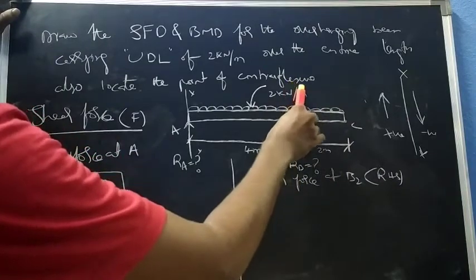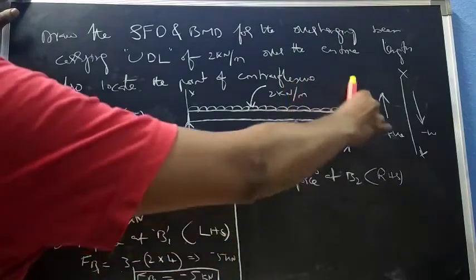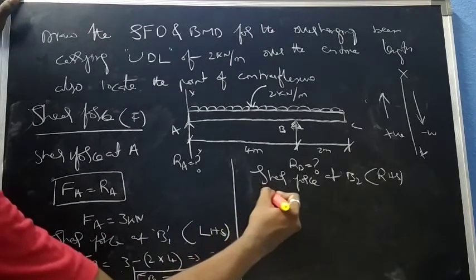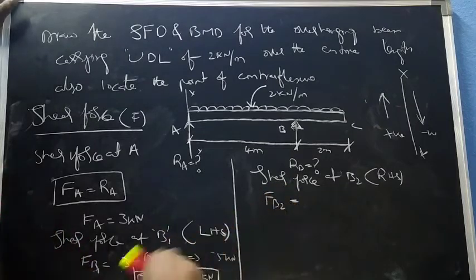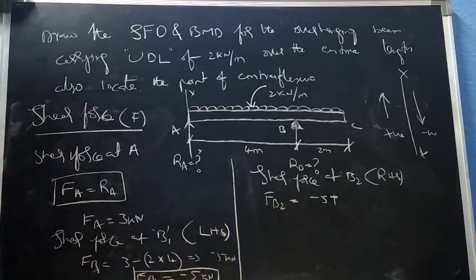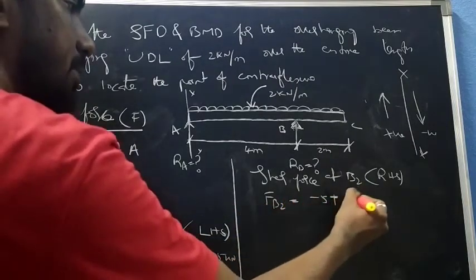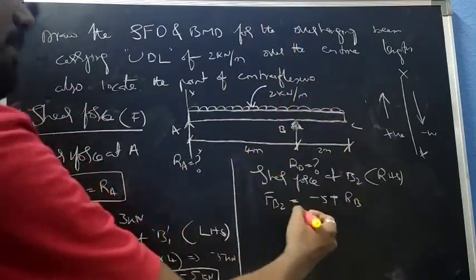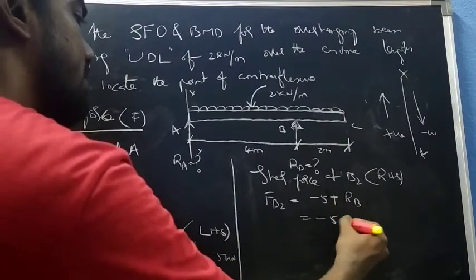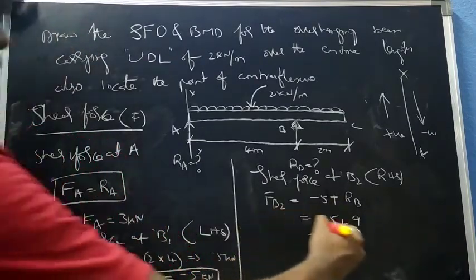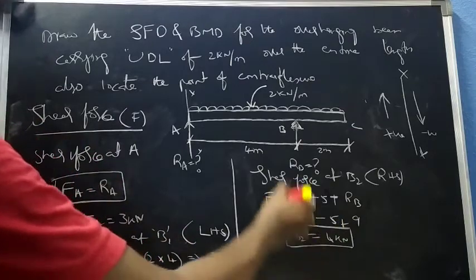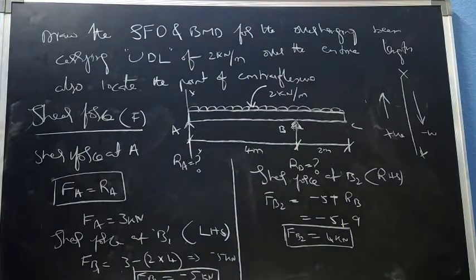So here is our section. We have to consider all the forces on my right. So what is the force on my right? We have this FB1, and FB2 equals the shear force at B2. So we have to consider B1 plus RB. Here we have a support reaction which is positive, going in the upward direction. We take RB. We know the RB value, that is minus 5 plus RB value 9. So from here we get 4 kilonewton.